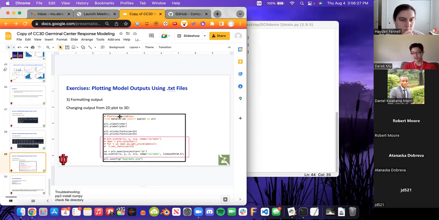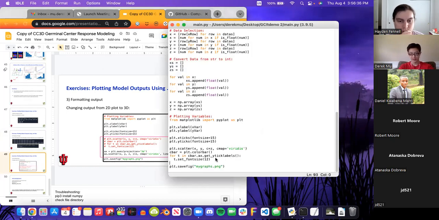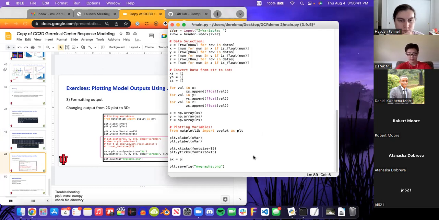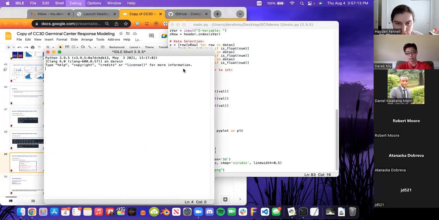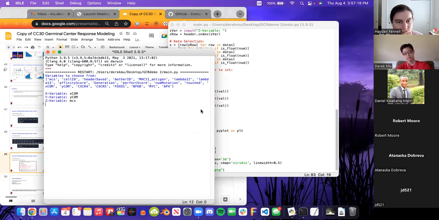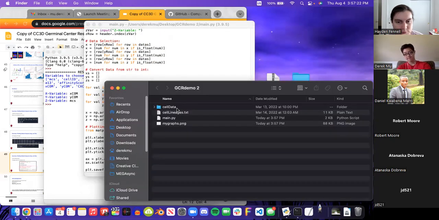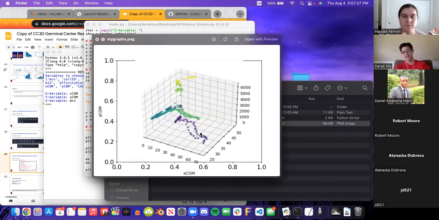Yeah. The last exercise is just changing our 2D plot to 3D, because we have three variables anyway. So we just need to change a few lines of code. I replace this with a 3D projection. Then it's now a 3D graph. Not very useful, I guess, but it's pretty fun to look at.